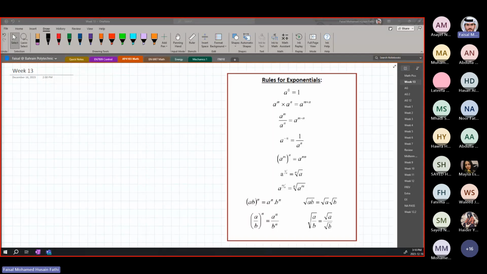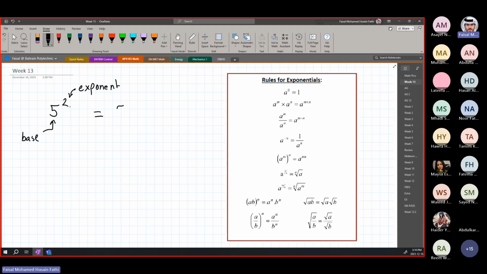So, rules for exponentials. What are exponentials in general? I'm pretty sure you all know what an exponent is. For example, if you have 5 to the power of 2, this is your exponent, and this is what they call the base. What does this simply mean? 5 to the power of 2 simply means 5 times 5. It's the base multiplied by itself, the exponent number of times. I'm pretty sure everyone knows this at this point, which is basically equal to 25.